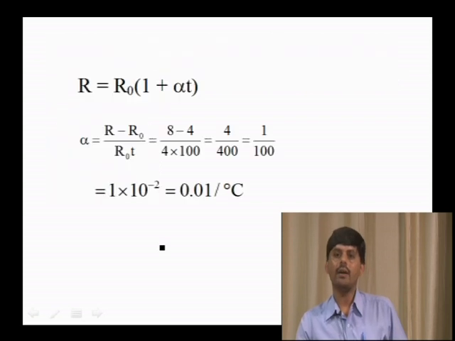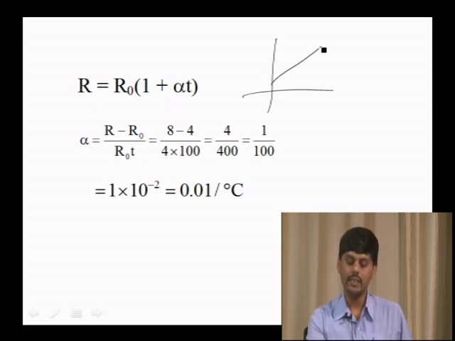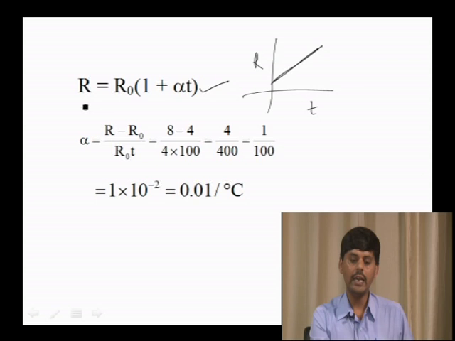See, we have a formula for the variation of resistance with temperature. This is resistance and this is temperature. This variation is given by this equation. Rearranging this equation, we get alpha is equal to R minus R naught divided by R naught into T. This R can also be taken as RT, that is resistance at temperature T.